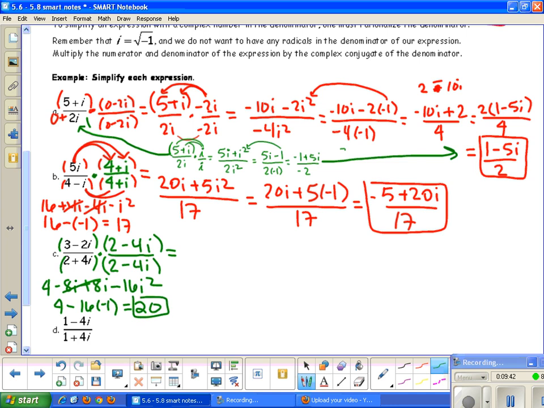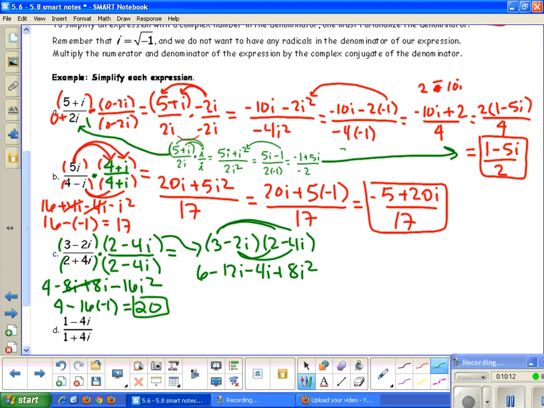So that's my denominator, but now I need to box or FOIL my numerator. So the numerator, I have 3 minus 2i times 2 minus 4i. So this gives me 6 minus 12i minus 4i and plus 4 times 2 would give me 8i squared. Notice these are not conjugates that I'm multiplying in my numerator, so of course my i terms are not going to cancel out in this case. They only cancel out when you multiply the conjugates.